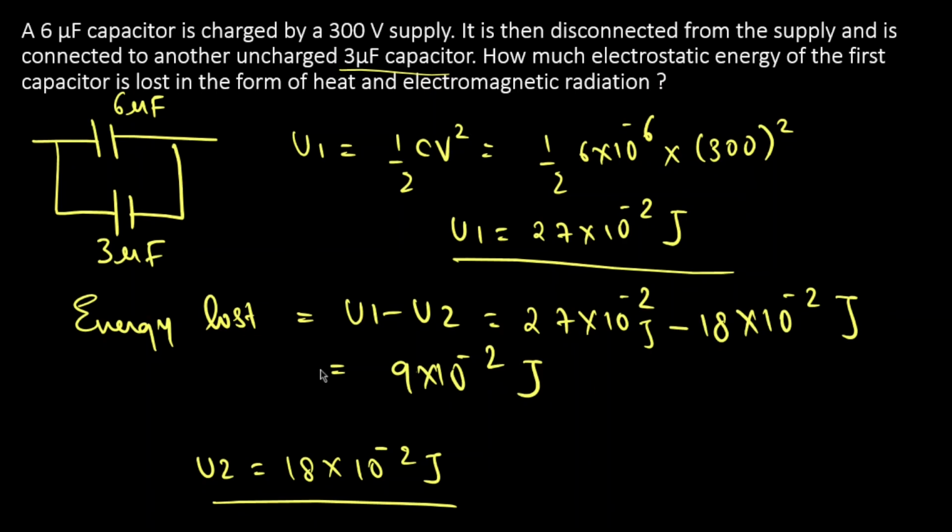So this much energy is lost in the transition of removing the 300 volt supply and connecting another capacitor of 3 microfarad.